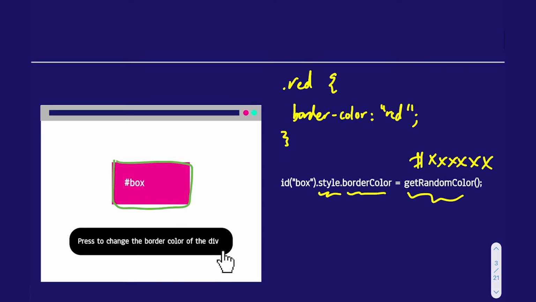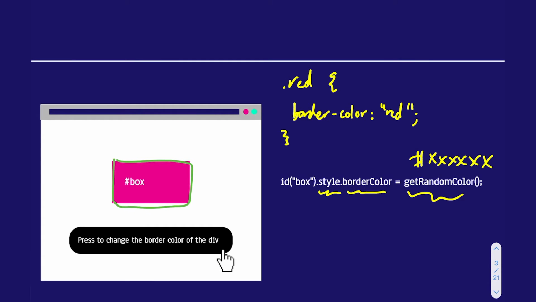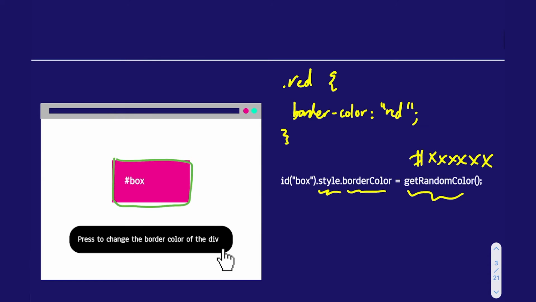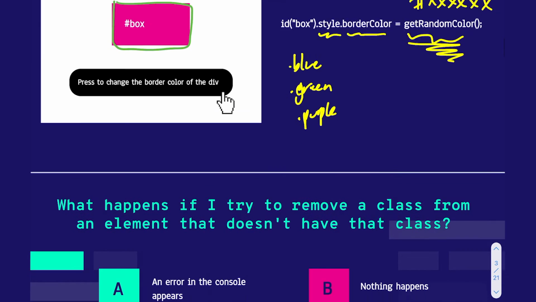So, if we wanted to create a class for every single color that exists, that would be insane. Our CSS file would look crazy. We would have to be like, okay, blue, green, purple. We'd have to create all these CSS classes. But so here's an example where we can set it directly in JavaScript, but only if it's this dynamic property, this dynamic attribute.